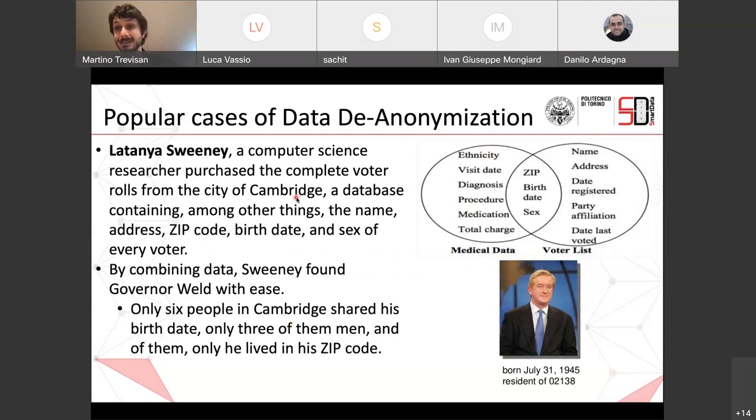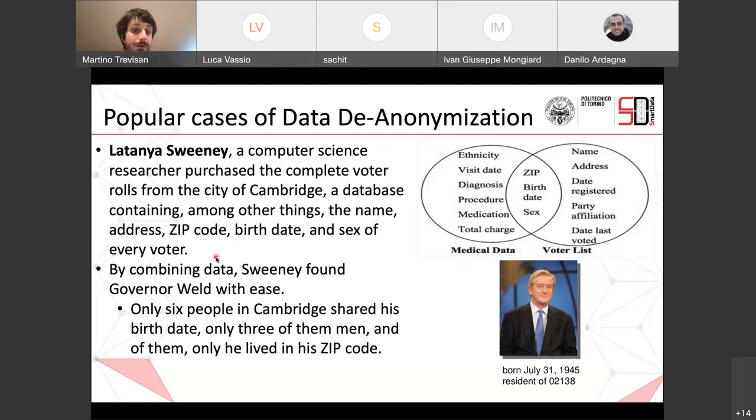managed to de-anonymize this data, and this was actually quite simple. So this is the data set about medical information that included zip, birth date, and sex of people. She enriched this data buying the voter list of Massachusetts, and then she joined, like in SQL, the two data sets, and in many cases, she managed to de-anonymize some records.